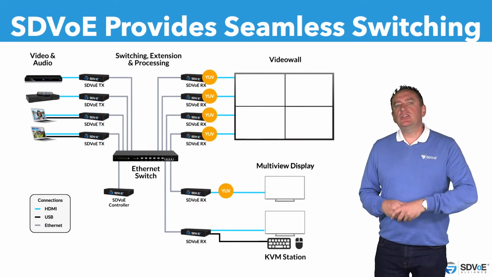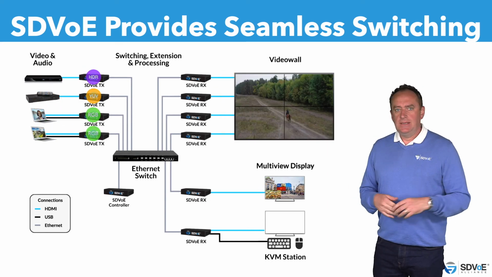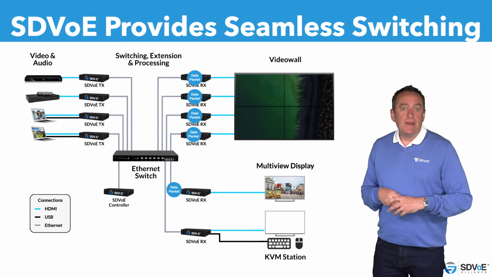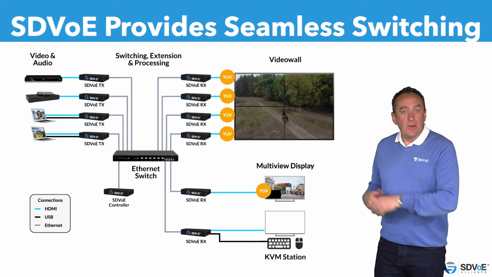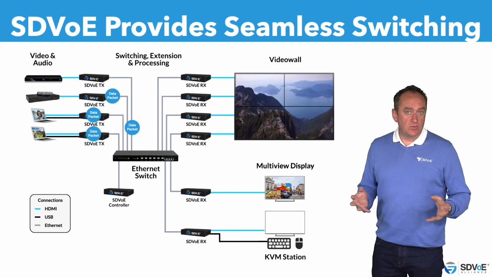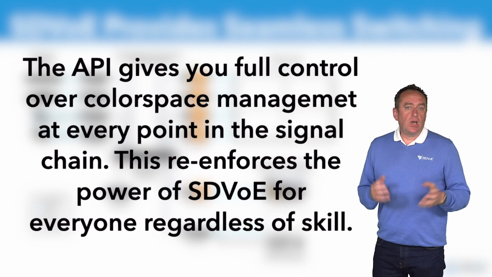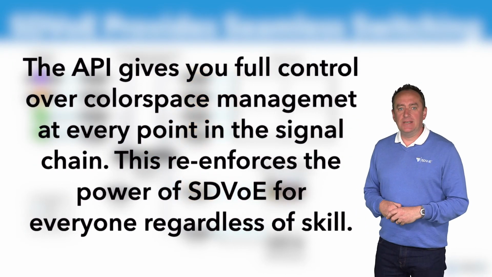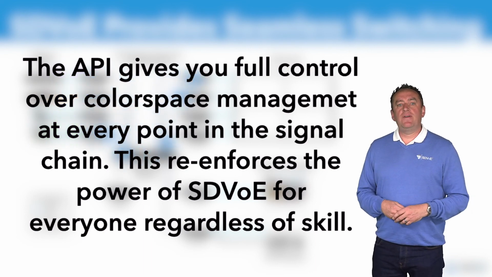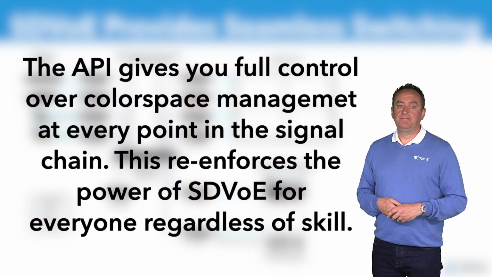SDVoE makes intelligent decisions without any setting ever being applied. However, for the most complex scenarios or situations with highly discriminating users, SDVoE is already being deployed in the environments of major Hollywood studios, for instance. The API gives you full control over colour space management at every point in the signal chain. And this reinforces the power of SDVoE for everyone, regardless of skill.